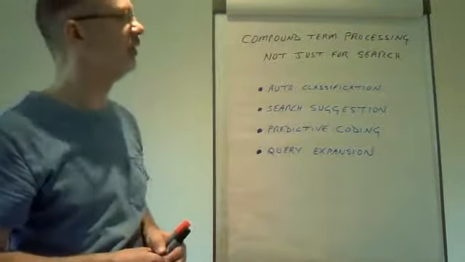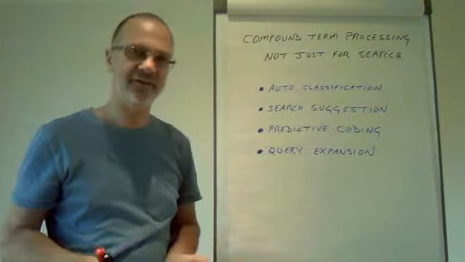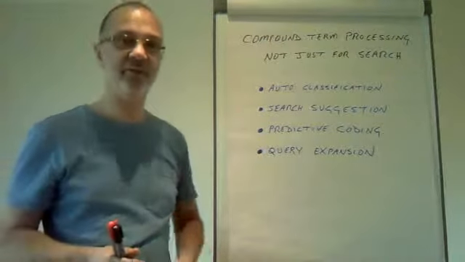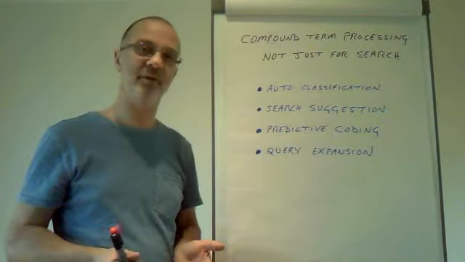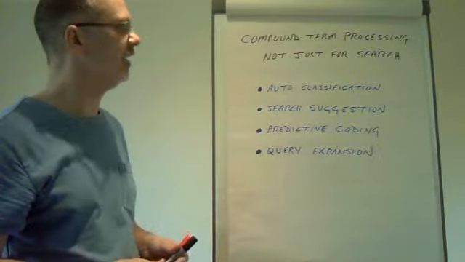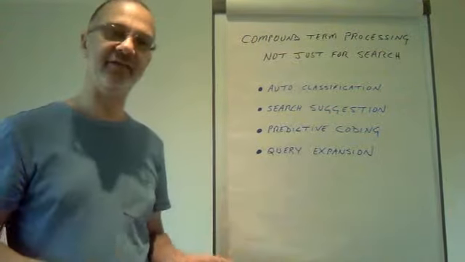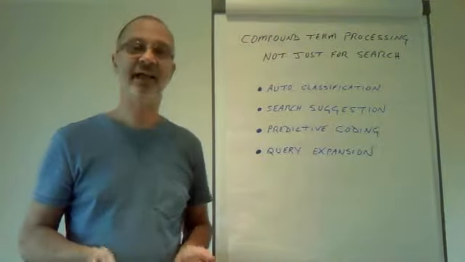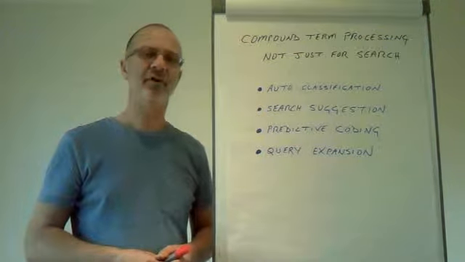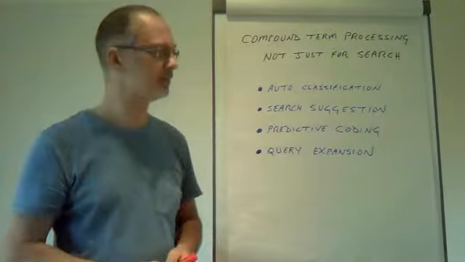Let's take a look briefly at all of the things we can do with compound term processing. It's not just for search, although obviously we can dramatically improve enterprise search with compound term processing. But we can also use the same technology to underpin auto-classification. This is the ability to identify what a document is about and tag it with metadata. And clearly, any process like that is going to benefit from higher order concept-based matching.